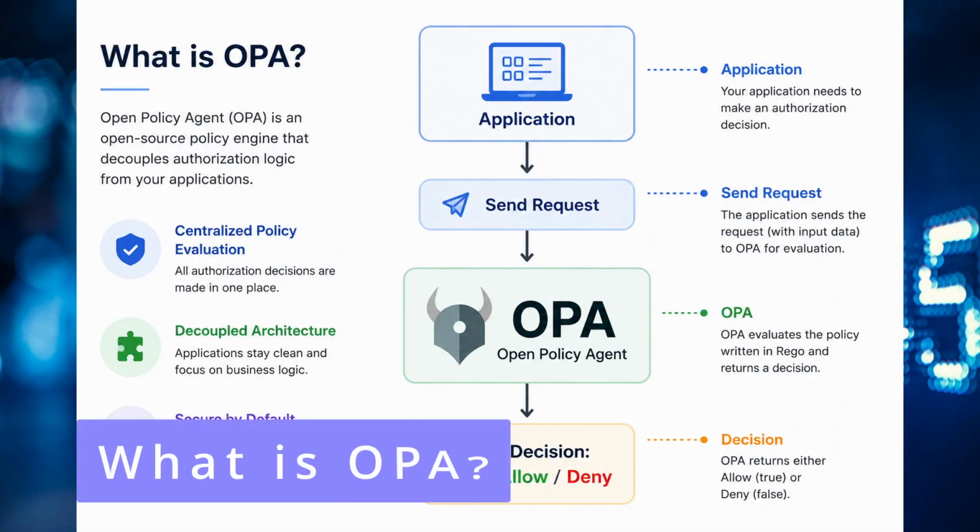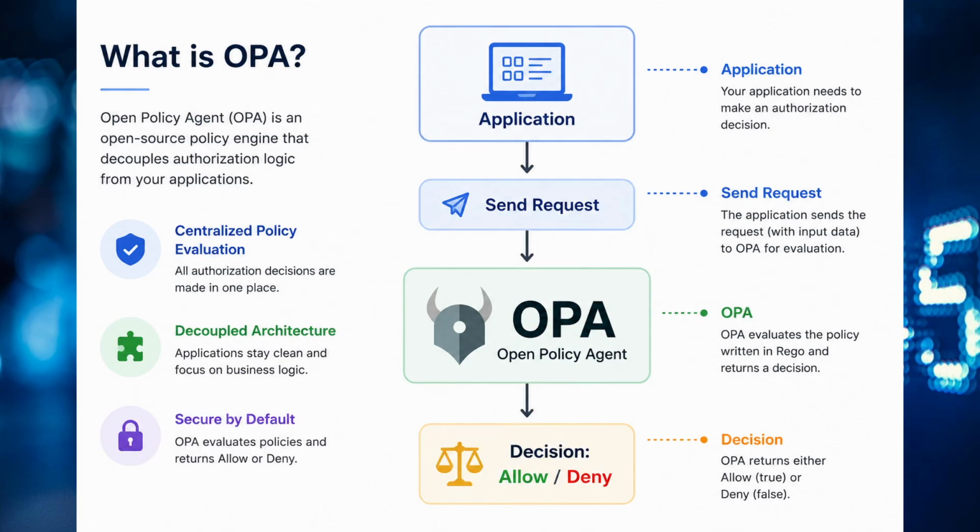Open Policy Agent is an open source policy engine. Instead of embedding authorization logic inside your application, your application asks OPA for a decision. OPA evaluates policy written in a language called Rego and returns either true or false. This makes policies reusable, easier to maintain, and independent from your application code.